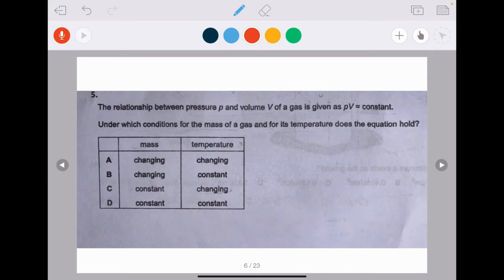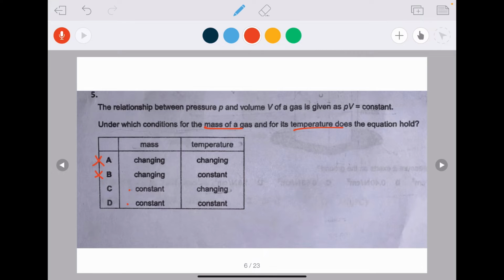Question number 5, the relationship between pressure P and volume V of a gas is given as PV equals a constant. Under which conditions for the mass of a gas and for its temperature does the equation hold? So the question is saying mass and temperature. So we need to know that mass does not change. Mass is always constant. So we can rule out option A, we can rule out option B. So it will be either C or D.